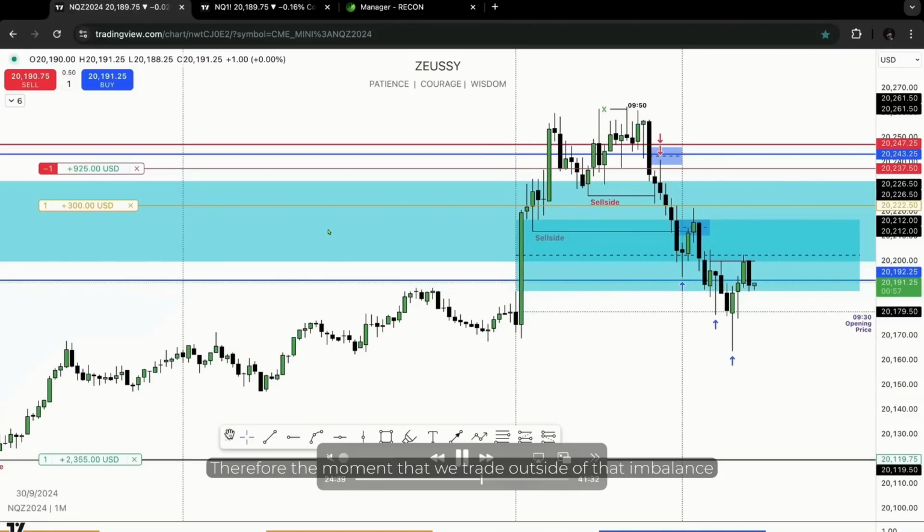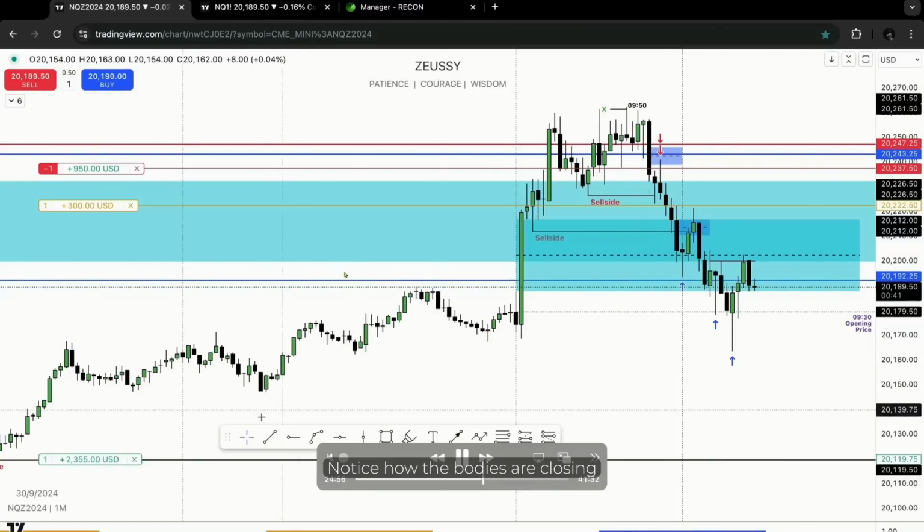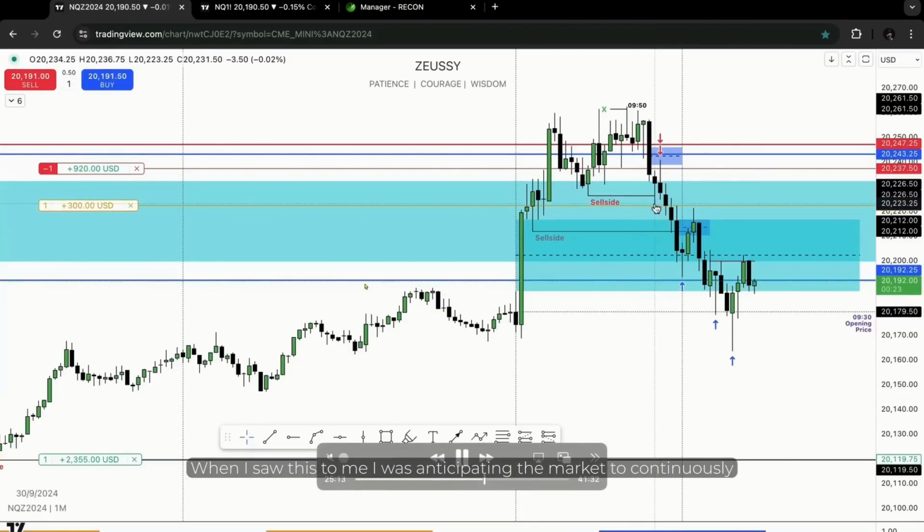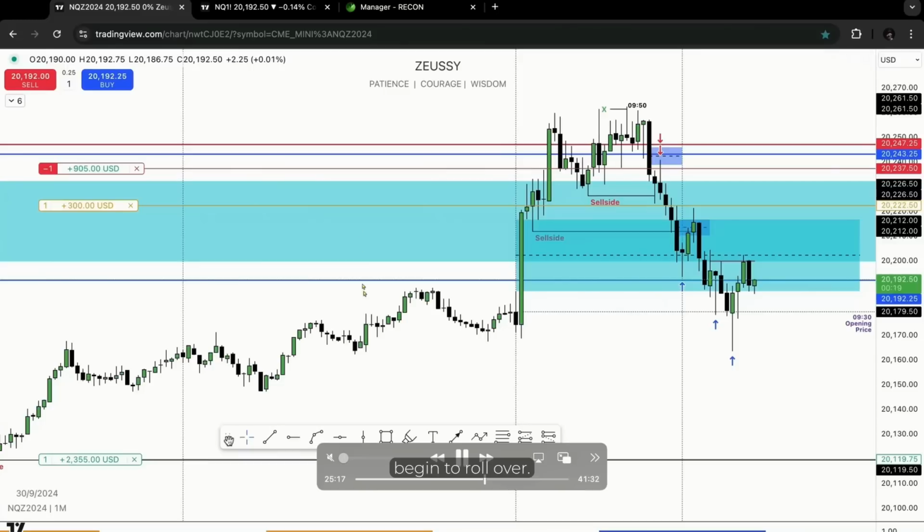Therefore, the moment that we trade outside of that imbalance, I want to see the market find resistance inside of it. I don't want to see the market displace above that imbalance. Notice how the bodies are closing here at that red line, at that bearish rejection block based on the 15-second chart. When I saw this, to me, I was anticipating the market to continuously begin to roll over.